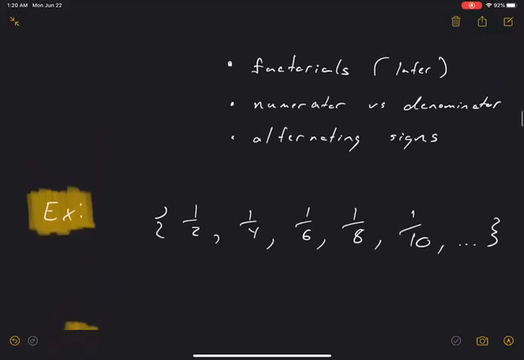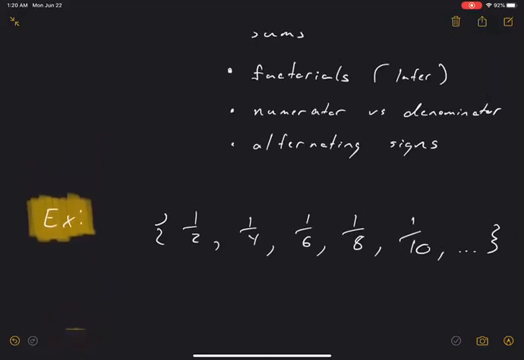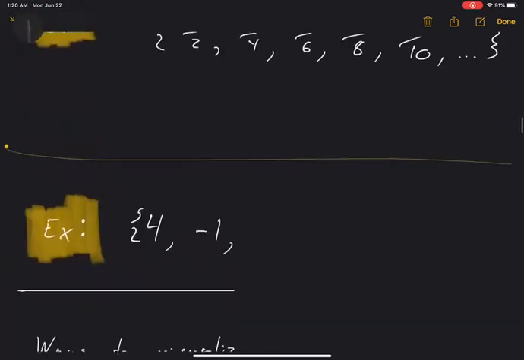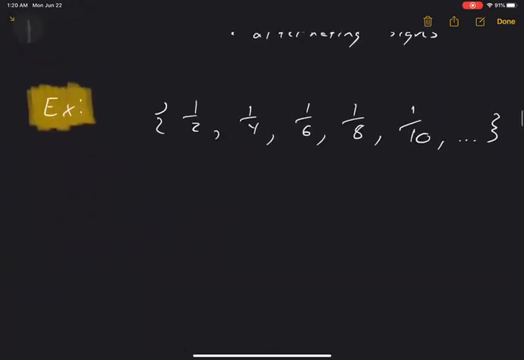So let's see an example first. Let's deal with this one. I have 1 over 2, 1 over 4, 1 over 6, 1 over 8, 1 over 10, etc. And maybe you guys can already spot the pattern here. What's going on? Well, the numerator is always 1, and then the denominator is just going 2, 4, 6, 8, 10. I would expect the next one to be 12, and then 14, 16, so on. Okay. So it's kind of clear what's going on.